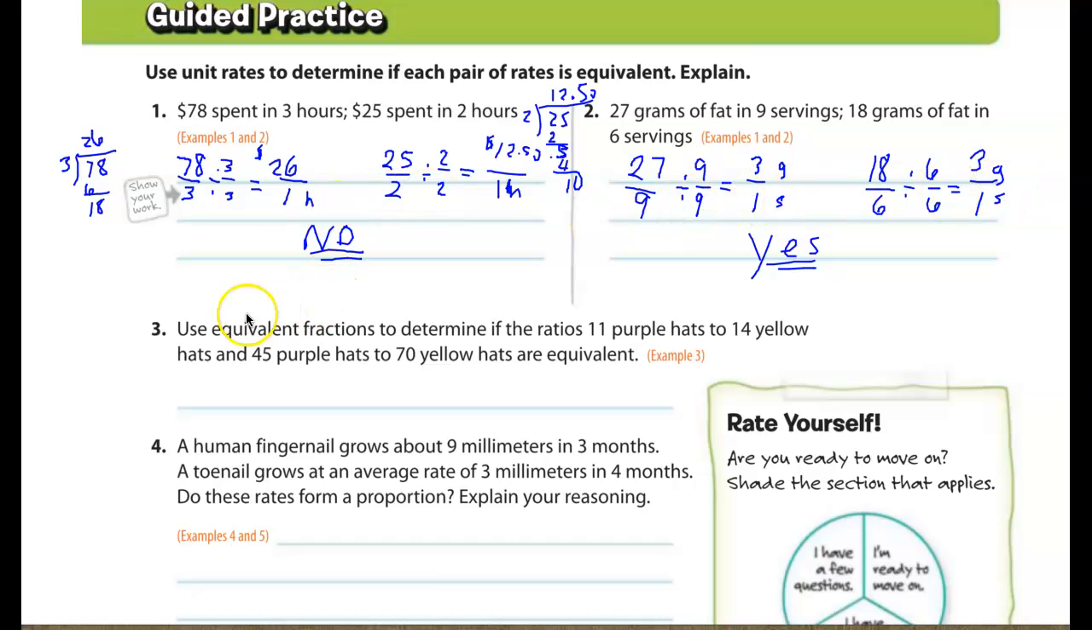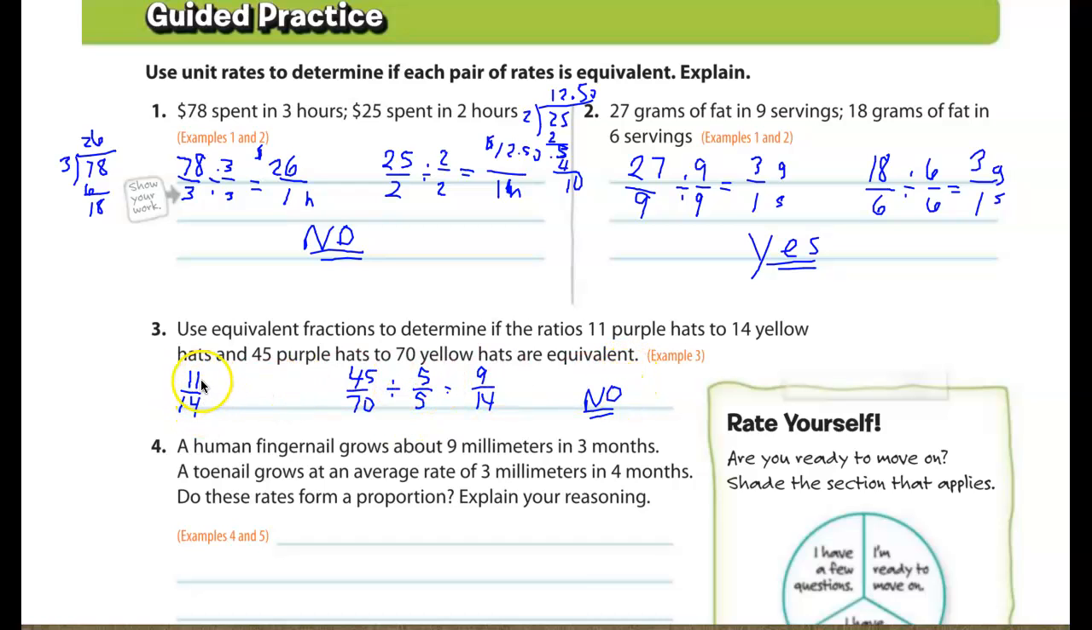Okay, number 3. Use equivalent fractions to determine if the ratio of 11 purple hats to 14 yellow hats and 45 purple hats to 70 yellow hats is equivalent. So go ahead and pause the video, check back at example 3, and then answer whether yes or no, that is the correct equivalent rate. Yeah, the correct answer is no, they're not equivalent.